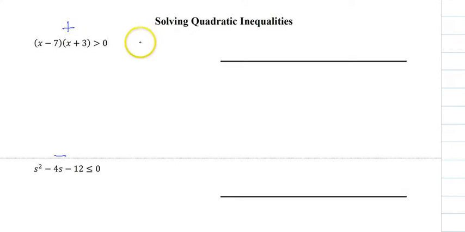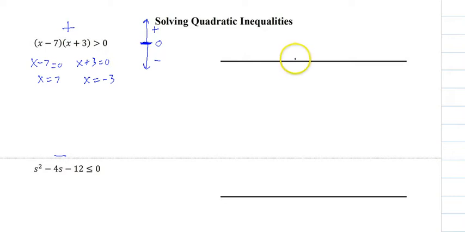Well, in order to go positive, you have to go through 0. So if you're negative down here and positive up here, you've got to go through 0. So that's where we start. We first find out when do these equal 0. So when x is 7 and x is negative 3, that's when we're at 0.